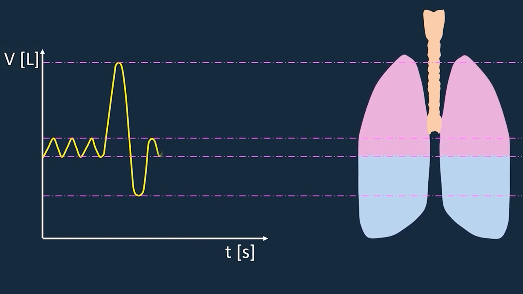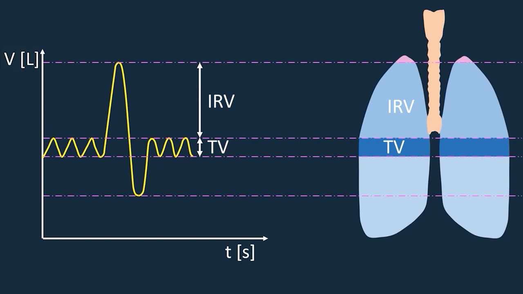Afterwards, the patient can continue to breathe normally. The volume of air mobilized in each relaxed ventilation cycle is the tidal volume, which is usually 0.5 liters. The maximum volume of air the patient can inhale is the inspiratory reserve volume, which is usually around 3 liters. The volume of air the patient exhales after a deep inspiration is the expiratory reserve volume, which is approximately 1 liter. These values apply to the standard subject in physiology.